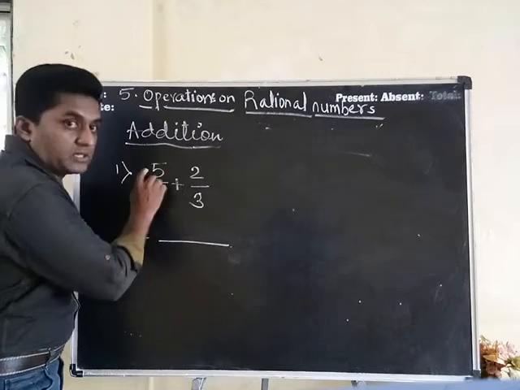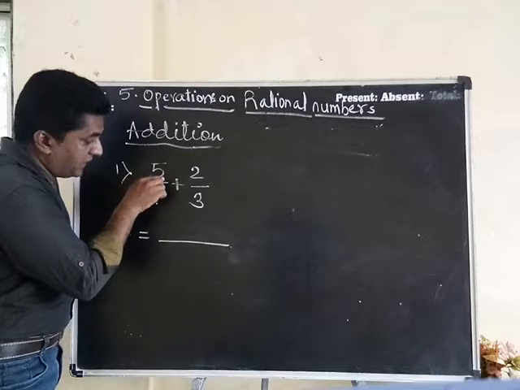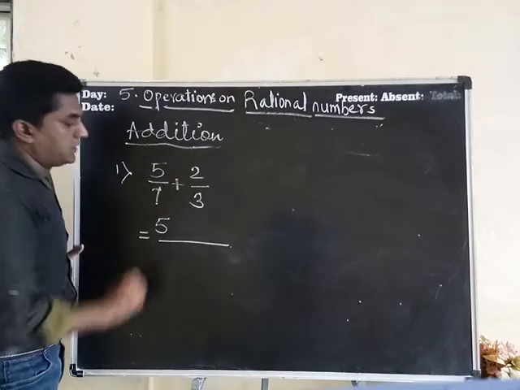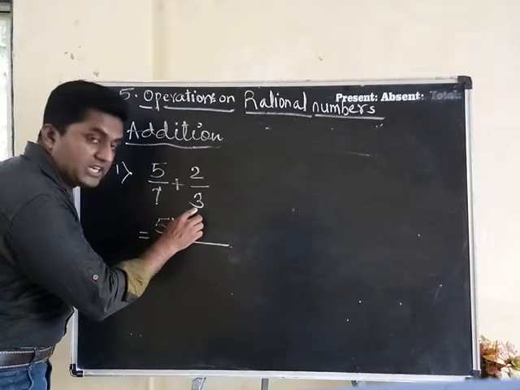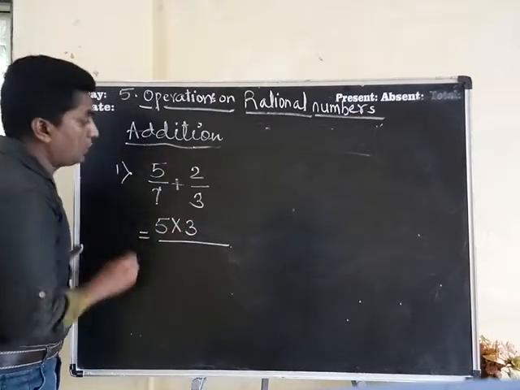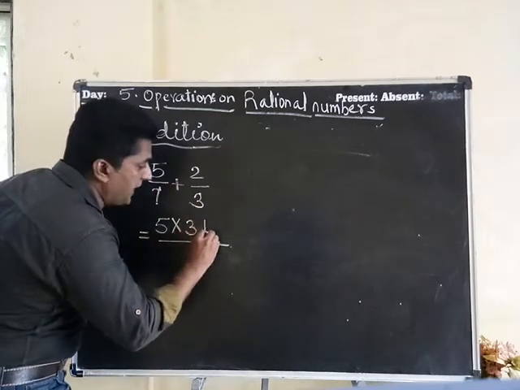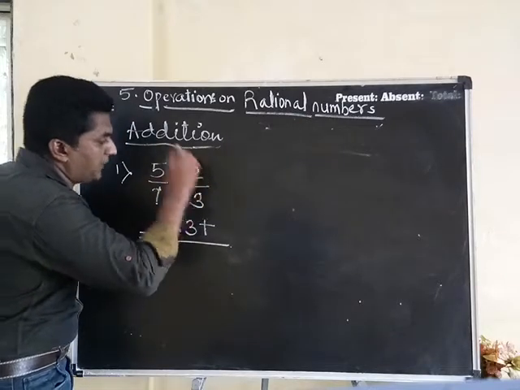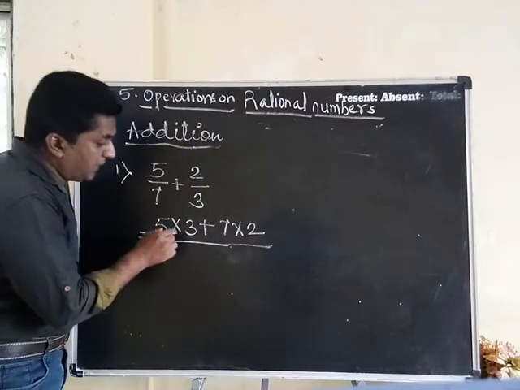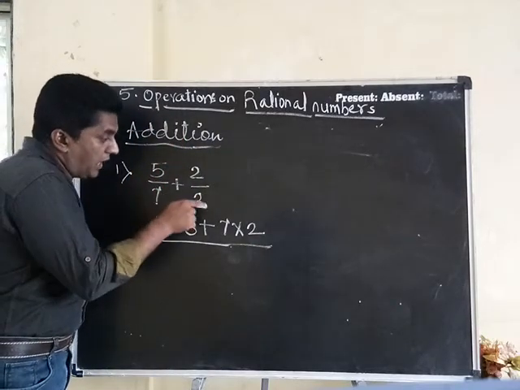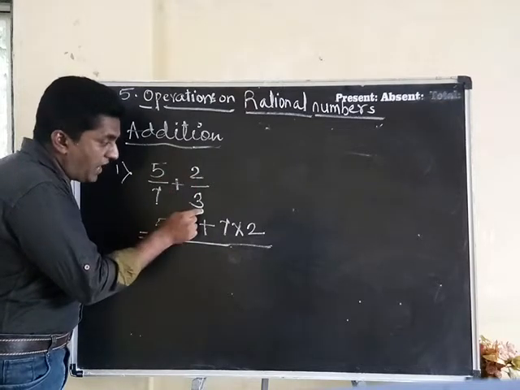Do cross multiplication. Cross multiplication means what? Can you see this 5? Write 5, then multiply by this 3. So 5 multiplied by 3 plus 7 multiplied by 2. See everybody what I did? I multiplied one numerator with the other denominator, and the first denominator with the second numerator.